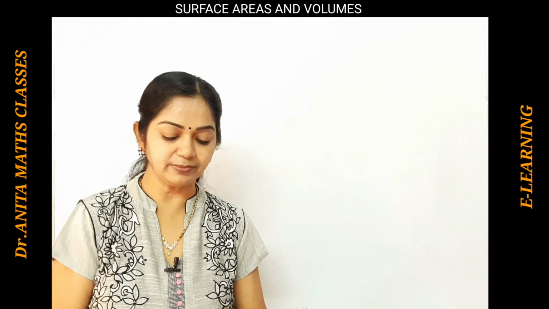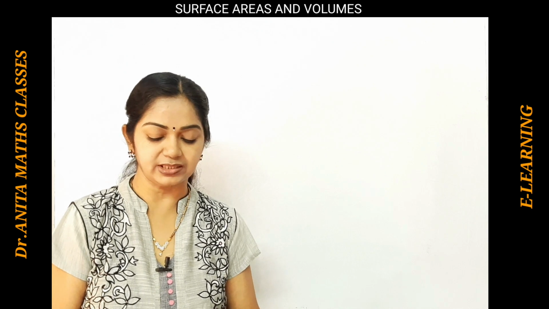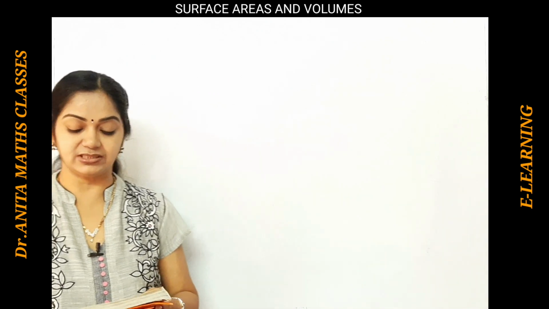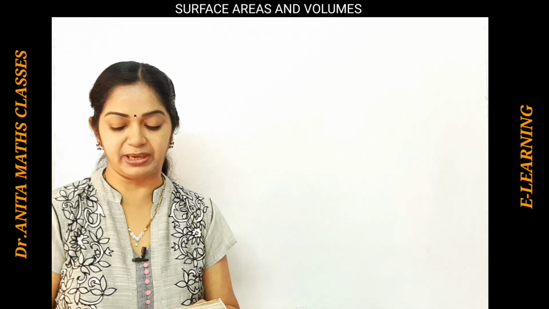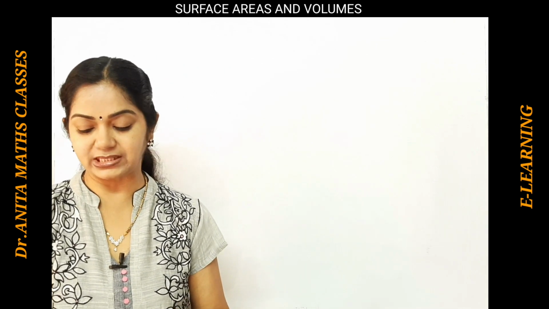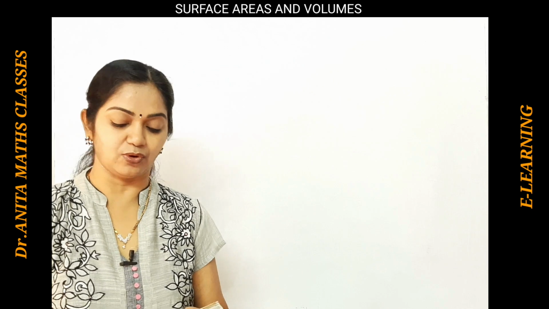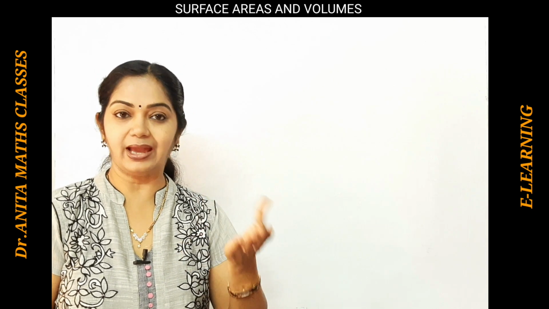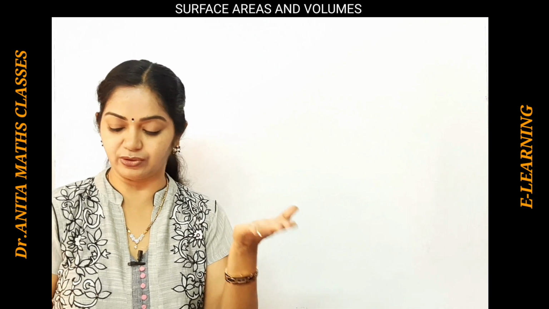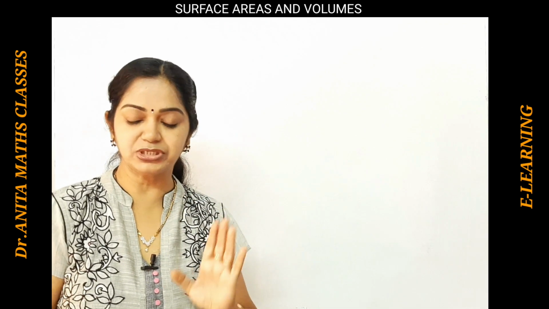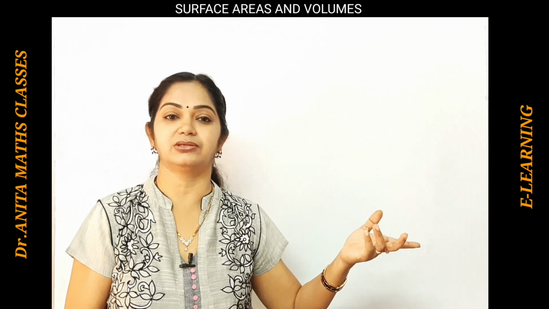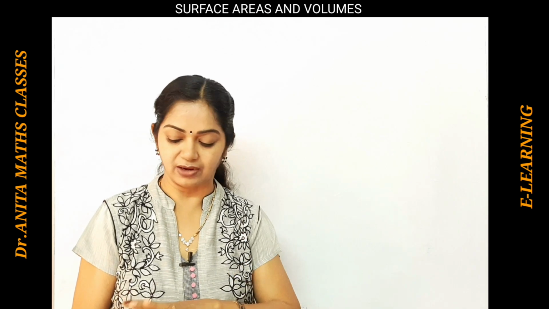The seventh problem: the curved surface area of a cone is 1159 5 by 7 centimeter square. The area of its base is 254 4 by 7 centimeter square. Find its volume. Here the CSA of the cone and the area of the base circle of the cone are given. Both values are given in mixed fractions, so we have to change them into improper fractions, then use them.